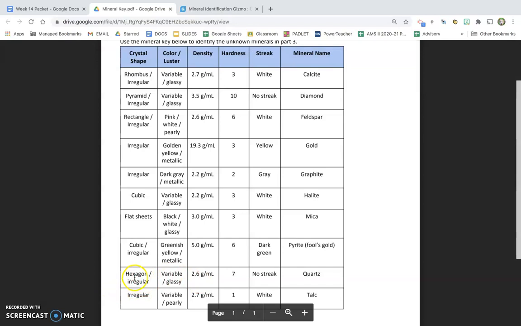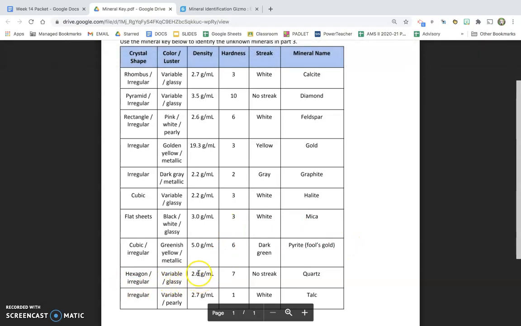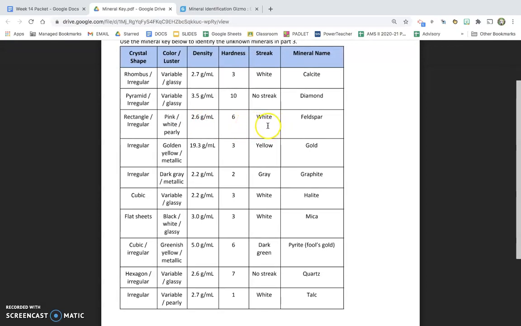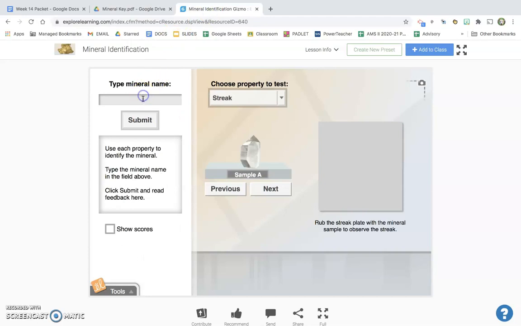And hexagon, irregular, glassy, 2.6 for density. We said it had to have a hardness of at least 7. It had no streak. Remember, no powder color came off on the porcelain plate. And so this mineral name would be quartz. Let's just make sure that there aren't any other ones. The only other one with a density of 2.6 is this one, but the hardness and the streak are definitely not accurate, as well as the luster. Okay, so we're going to type in quartz here and let's see if we're right. I hope we are right.